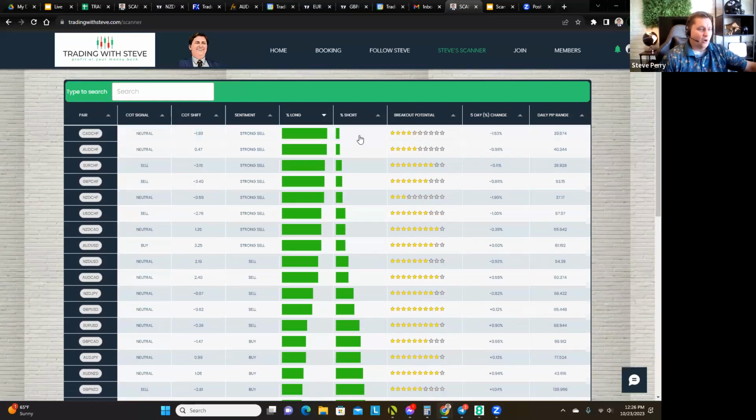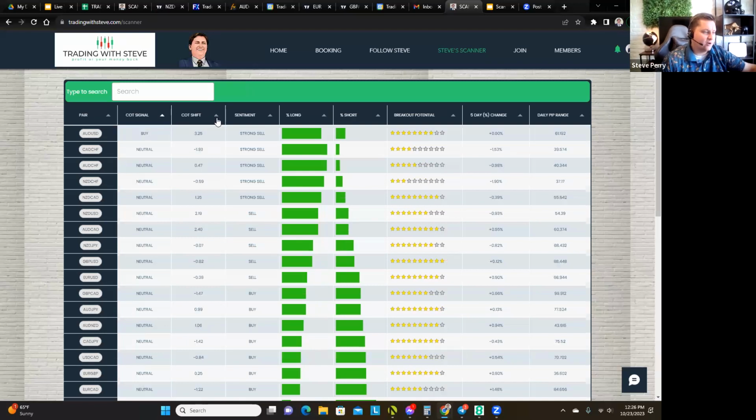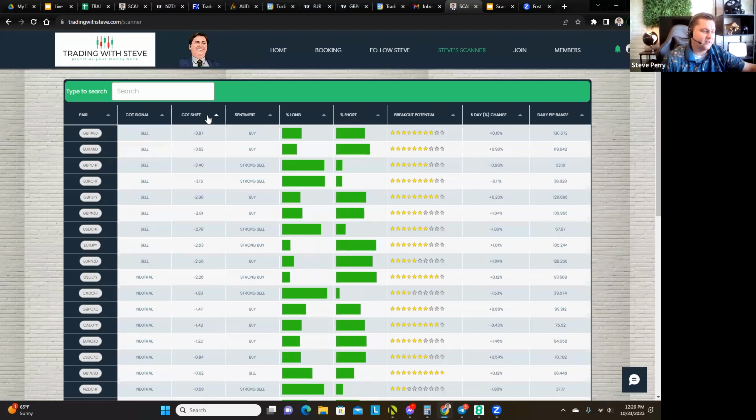Okay, and up to this point, we've established all these first several columns here, and we know what pairs we're looking at. When I'm looking for trades, if I have to pick a trade of the week where I feel really, really good, what I like to do is categorize this by the shift. I like to find the most positive or the most negative shift, and I want the COT signal to align with the sentiment signal. If they don't align, then I take it a little bit easier. I'm not as aggressive to enter.